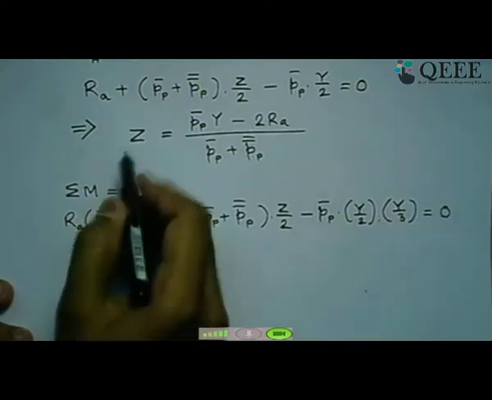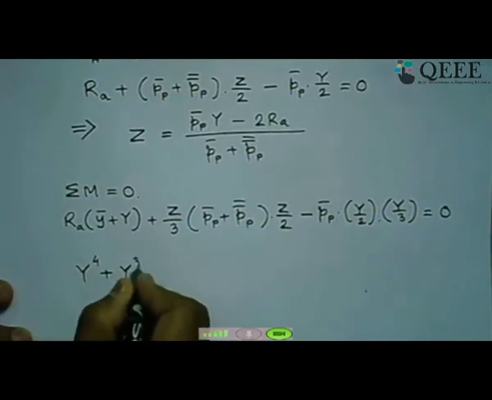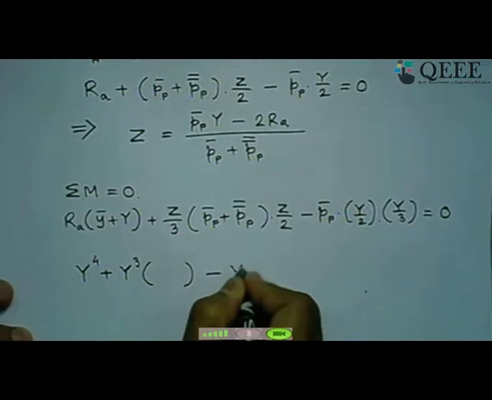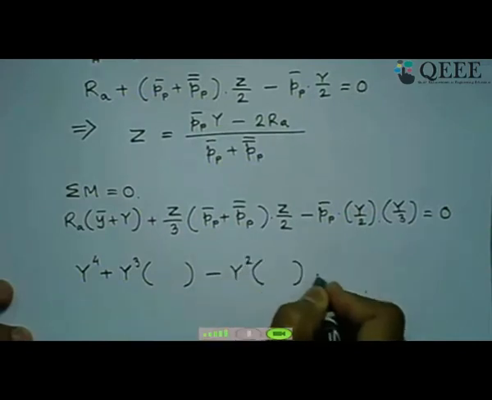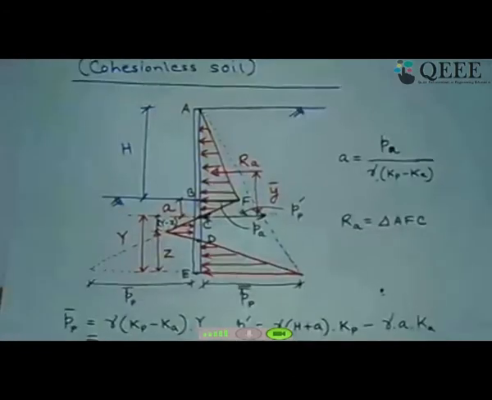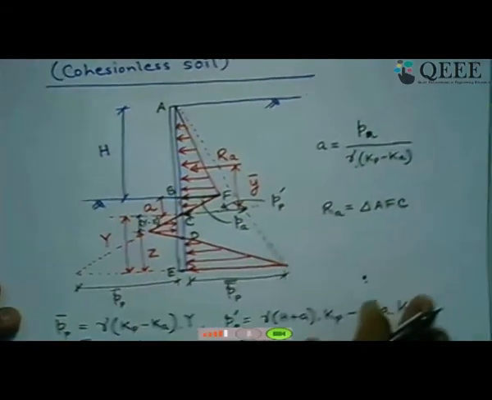Now substituting this value of Z in this equation, what can one get? One can get a solution of the form y to the power 4 plus y cube into some parameter, then y square into some parameter, minus y times some parameter, minus some parameter, equals to 0. That means essentially by solving these two equations, you will get an equation in terms of y, and once you solve this and get y, you get the value of z also. How will it help you? It will help you now to design this.